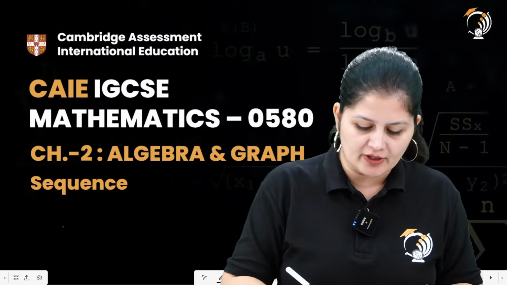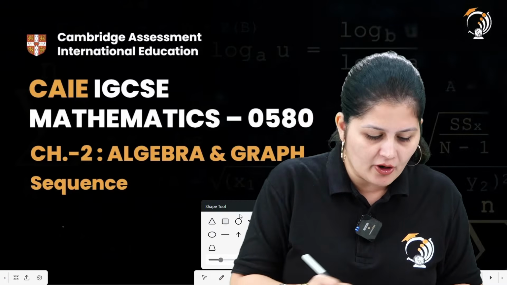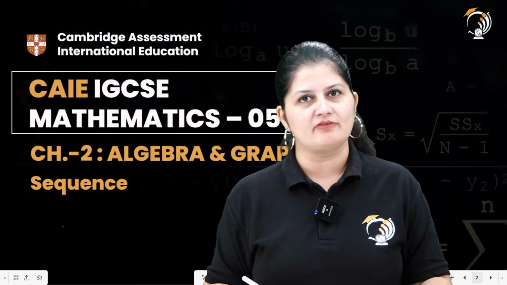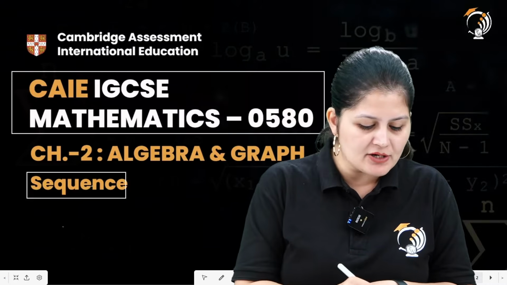I am your mathematics mentor and in today's session we are going to cover one more topic for Cambridge IGCSE Mathematics for the paper code 0580. The topic that we are going to cover in today's session is sequence, which is a part of your Chapter 2, that is Algebra and Graph.